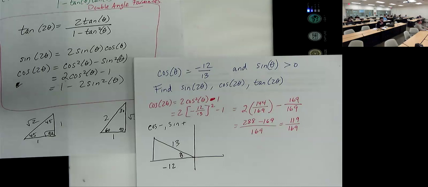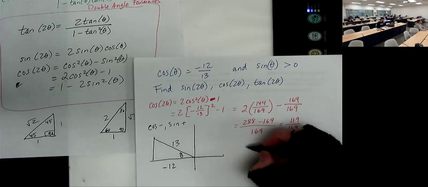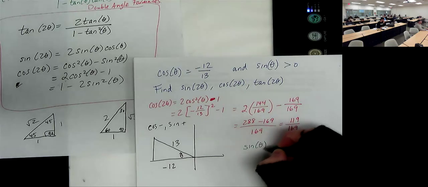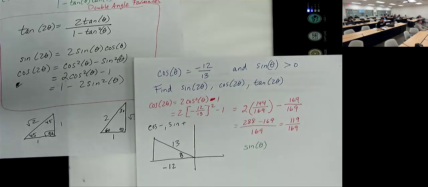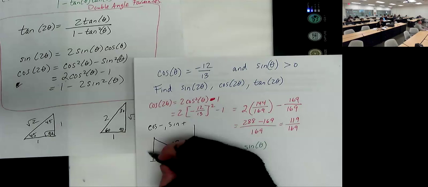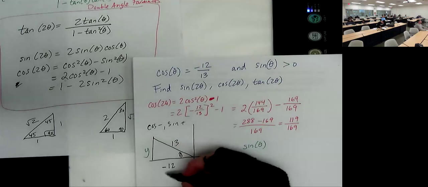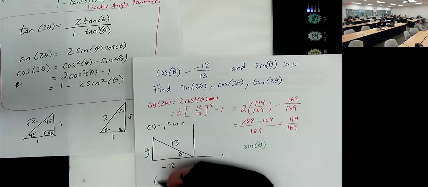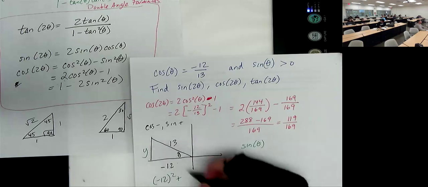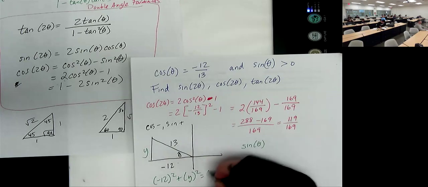So what does that tell us about sine theta? Can we figure it out from this? And if so, how? Get the a squared plus b squared equals c squared. I'm gonna call this y, this is a y height. We could have used a squared plus b squared, but it's this side squared plus this side squared equals the hypotenuse squared.